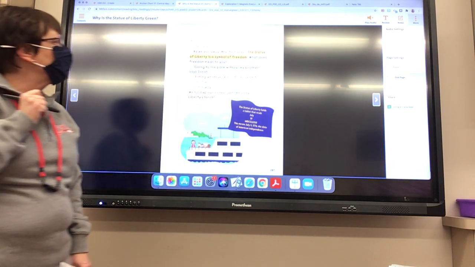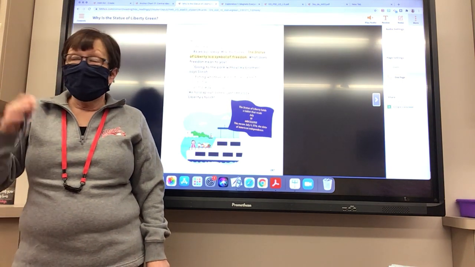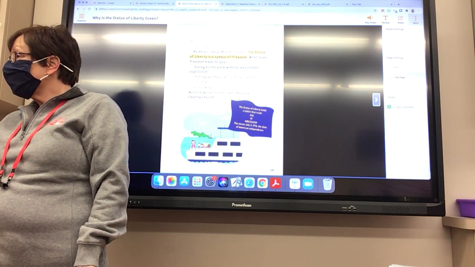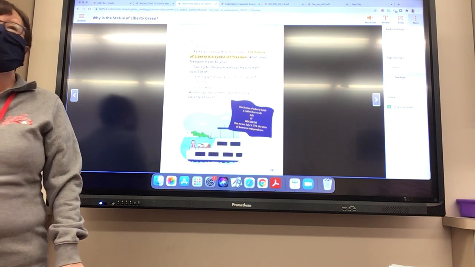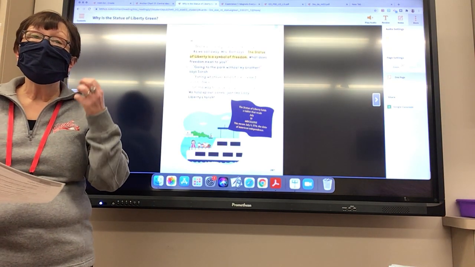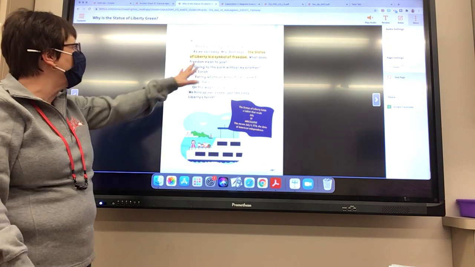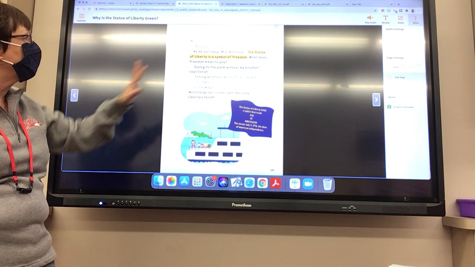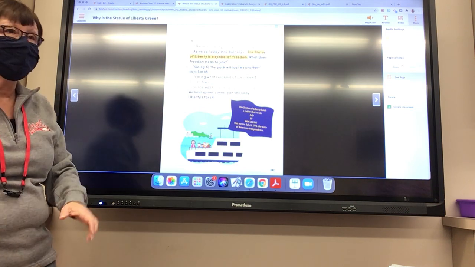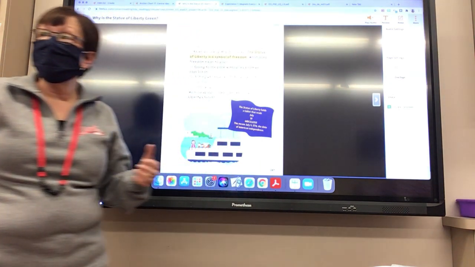So we like that. The Statue of Liberty is a symbol of freedom. Now we're going to pick up our pencil. Did everybody get that? Now we're going to try to find some good supporting details. What are some good supporting details that tell us more about the Statue of Liberty is a symbol of freedom? What is something good there for us?